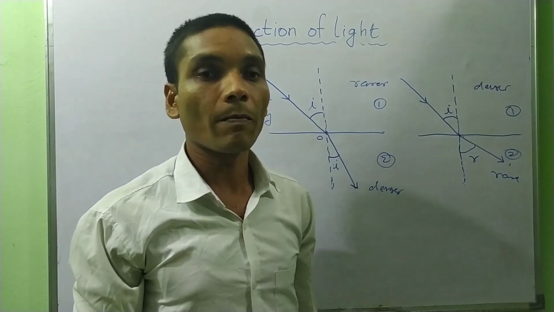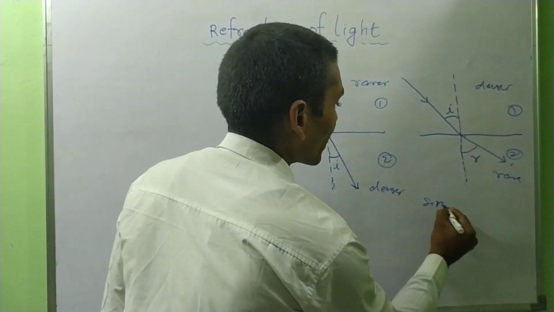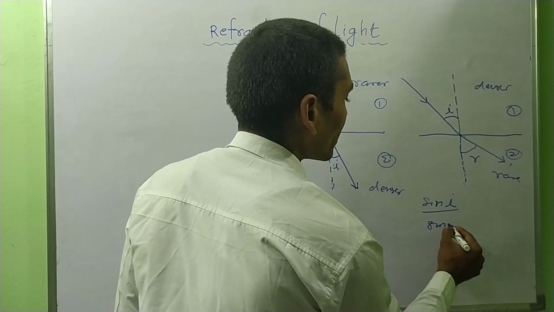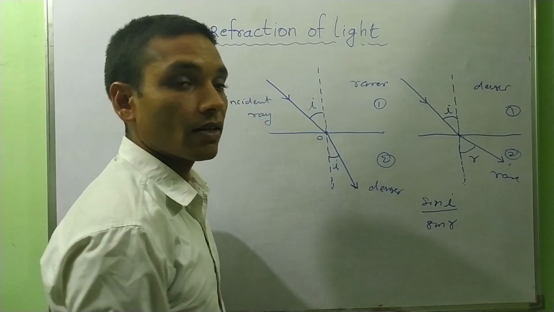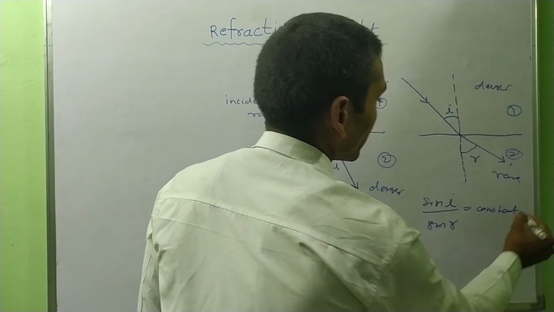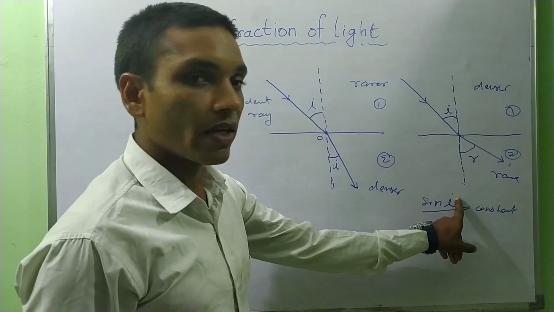And the second law, according to the second law, the ratio of the sine of the angle of incidence to the sine of the angle of refraction is equal to a constant. This is the angle of incidence.